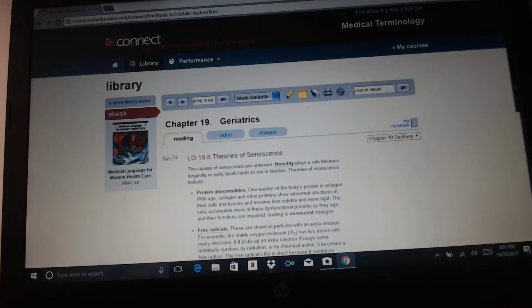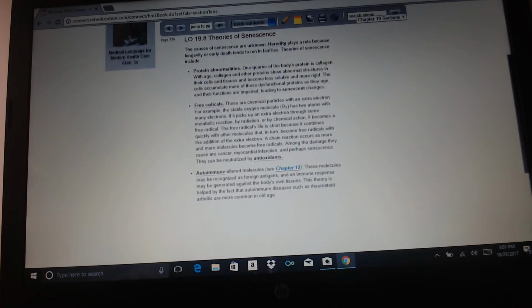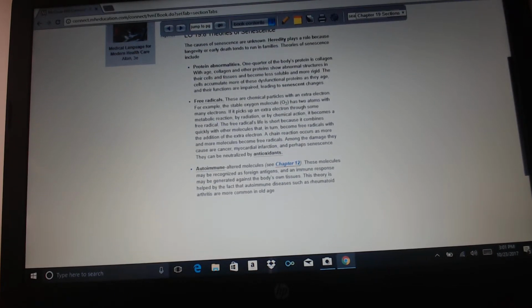Theories of senescence. The causes of senescence are unknown. Heredity plays a role because longevity or early death tends to run in families. Theories of senescence include protein abnormalities. One quarter of the body's protein is collagen. With age, collagen and other proteins show abnormal structures in their cells and tissues and become less soluble and more rigid. The cells accumulate more of these dysfunctional proteins as they age, and their functions are impaired, leading to senescent changes.